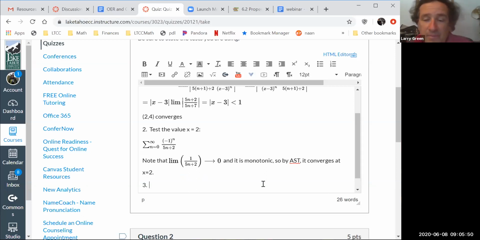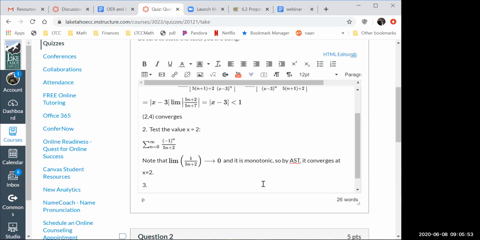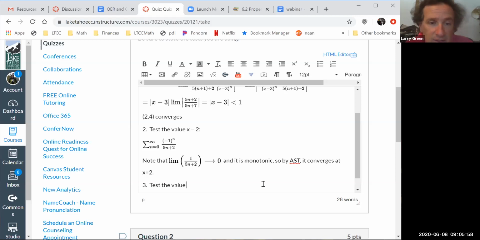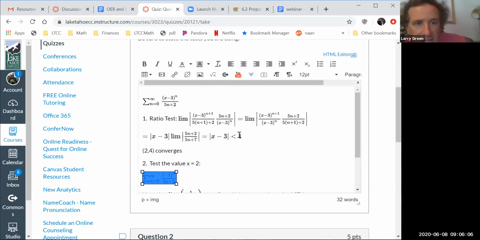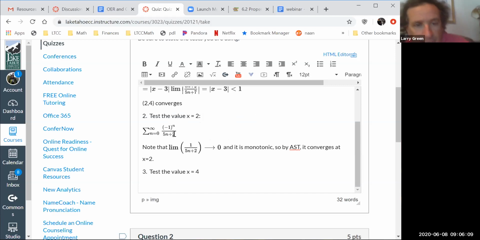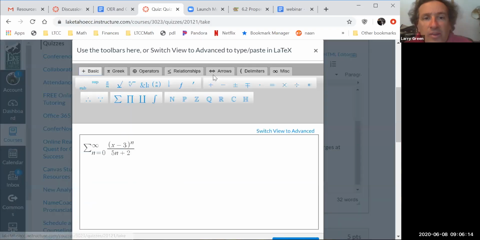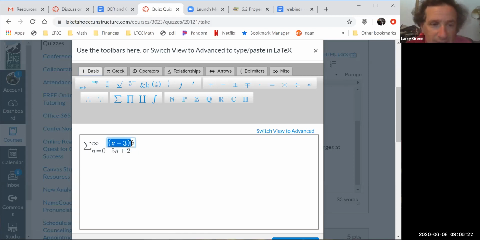What's step 3? Test the right endpoint. Yep, we test the right endpoint. So test the value x equals 4. And again, let's just pop that, copy it, and plug in 4. So to plug in 4, hopefully you can all do 4 minus 3 in your sleep. You get 1, and then 1 to the n is just 1. That just becomes 1 over 5n plus 2.